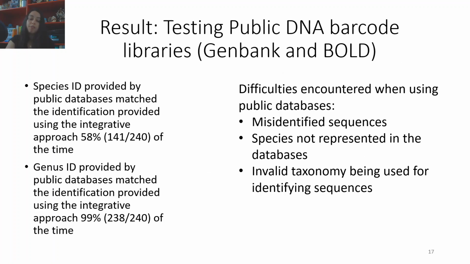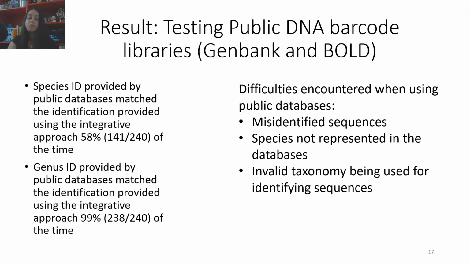From this, we found that the species identifications provided by the public databases matched the identifications provided using the integrative approach about 58% of the time. So for 141 of the 240 sequences, the species identification provided by both matched. The genus identification provided by the public databases matched the identification provided using the integrative approach about 99% of the time, so for around 238 of the 240 sequences.